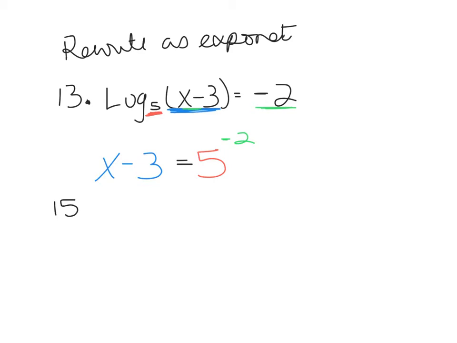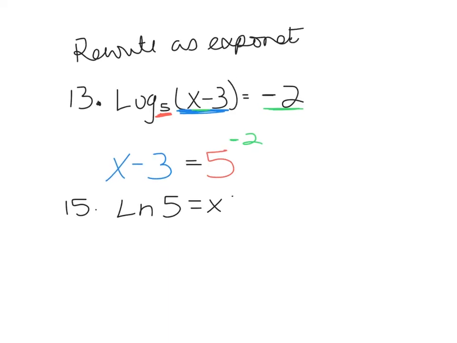And number 15, the natural log of 5 equals x minus 3. So again, natural log is log base e. What it's equal to is its exponent, and then what's inside. So we have 5 equals e to the x minus 3.